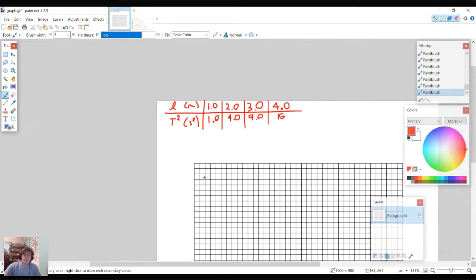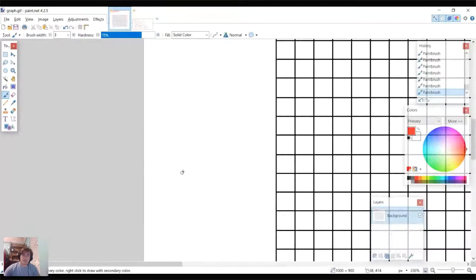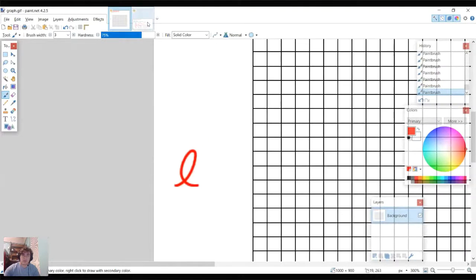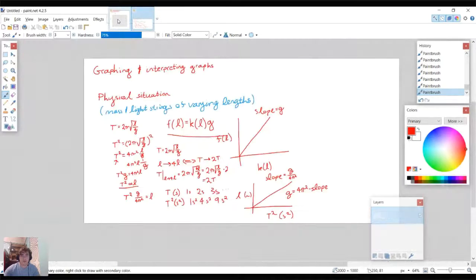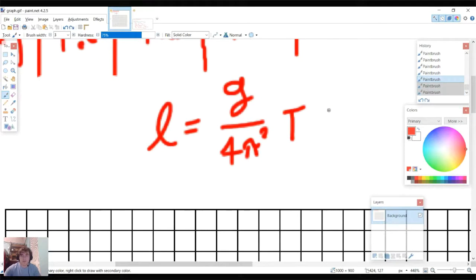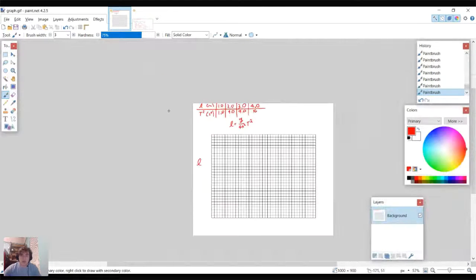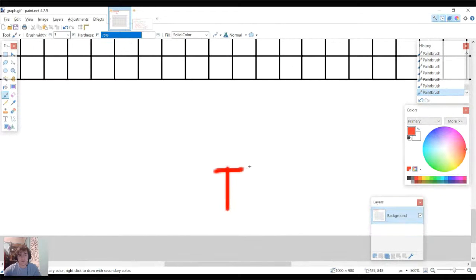So the first thing that you'd lose points on is not labeling an axis. So we want to label our axes with L. Again, we have the relation that we got from the previous slide, L is equal to g over 4 pi squared t squared. We want to label our axes or else we lose points, and that's a bad thing to lose points on. And then we have t squared.